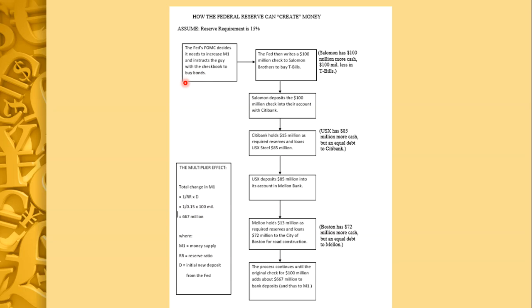So the point in this example is this initial $100 million injection from the Fed turns into 667 million total impact on the money supply. So when the government exercises monetary policy in order to try to speed up or slow down the economy, they know what this multiplier is, and they have to take account of that to know how much money to put into the economy to get a certain desired effect.